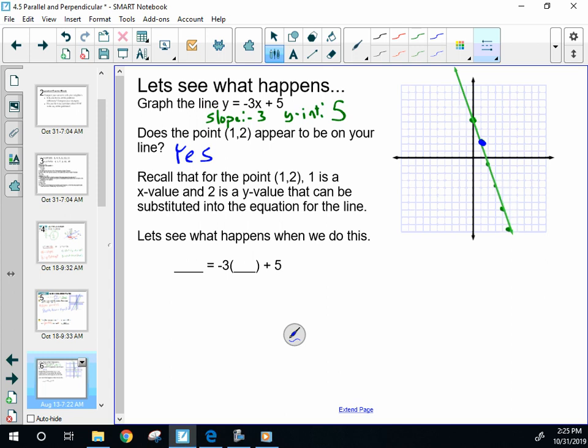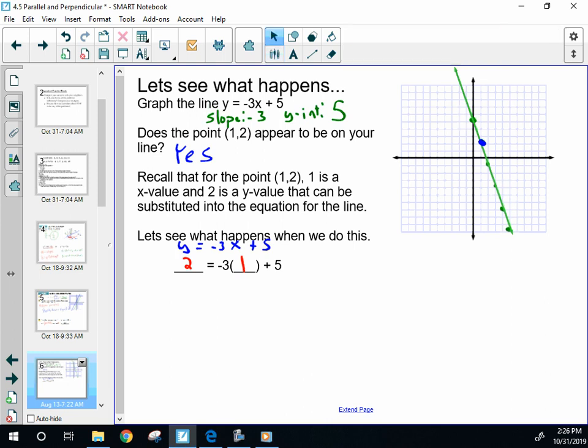And that can be substituted into the equation for the line. So what we're going to do is take the point (1, 2) and substitute it into my equation, 1 for x. Note my equation was y equals -3x plus 5. I am replacing x with 1, replacing y with 2. And what I'm going to do is simplify the right side.